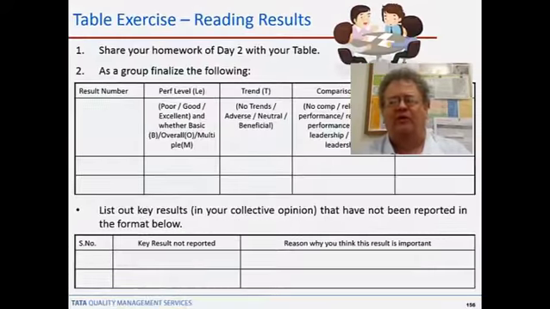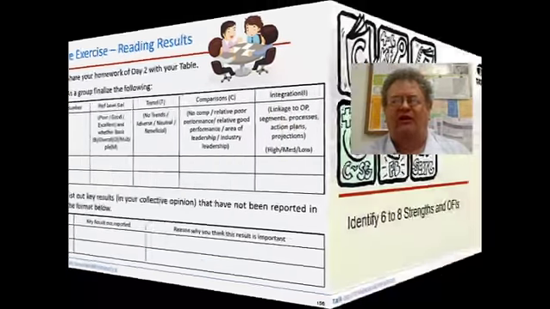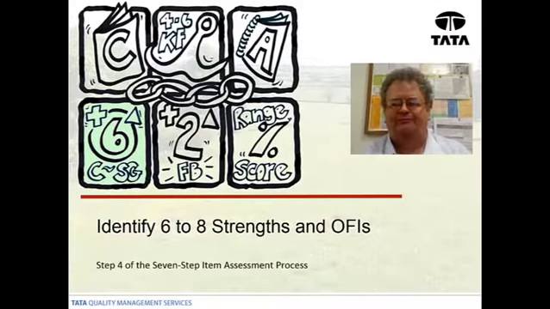What are they looking for here in the results areas? This is now pulling back the material that we would have had them doing as homework on the previous night and starting to share that with their team and coming up with some kind of beginning consensus of what they're seeing based upon that. So that's what this table exercise is.